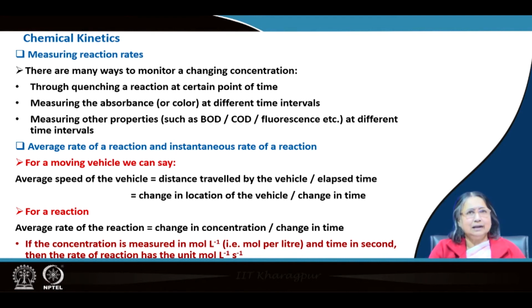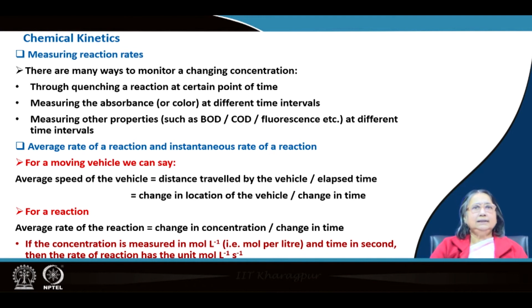There are many different ways you can measure the reaction rate. For example, you can measure the BOD, biochemical oxygen demand, the COD, chemical oxygen demand, and other properties like conductance, whatever it may be. That property should be associated with either the product or the reactant, and then only can you measure them at different times or time intervals.